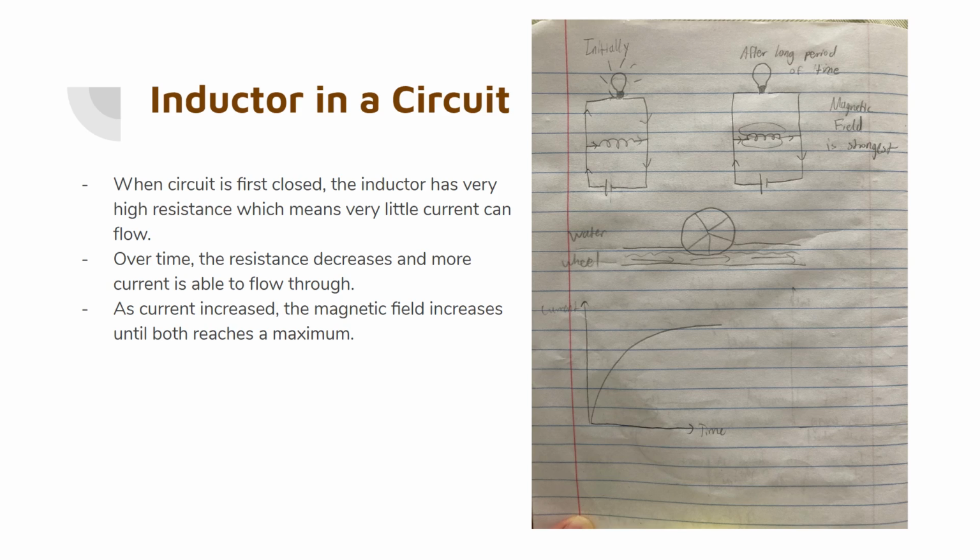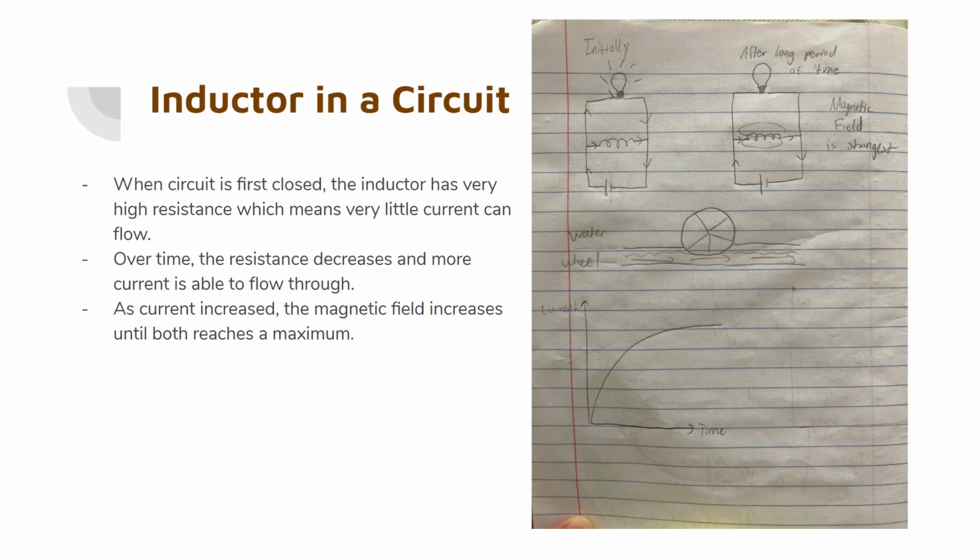And as we know, as current increases, the magnetic field around the inductor will also increase. This will continue until both reach the maximum. As we can see with the graph, the current will continue to increase until it flatlines. The second circuit is when it has been closed for a long period of time, and the magnetic field is at the maximum, and there's the maximum magnetic energy stored. In this case, since we know that moving charges like to take the path of least resistance, there will no longer be any current flowing through the light bulb.